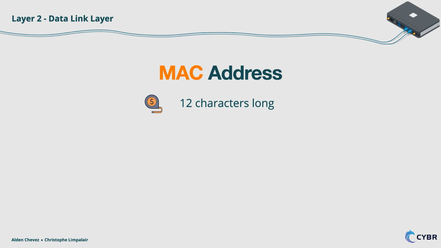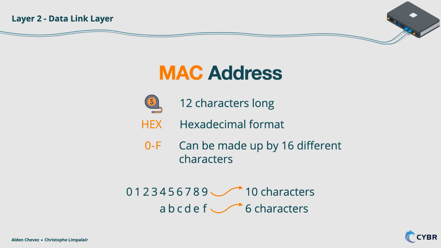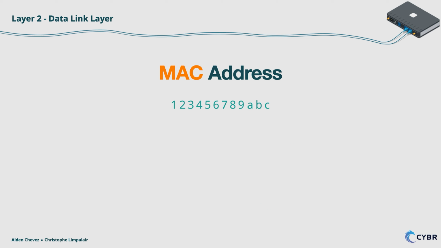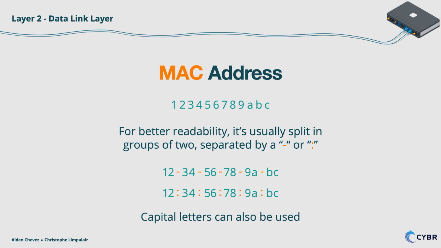These addresses are 12 characters long, and they're represented in hexadecimal format, which means that they're represented by a combination of the following 16 characters, all the way from 0 to 9, so that's 10, and then A, B, C, D, E, F, which is 6 more, for a total of 16. So these addresses are created by a combination of these 16 characters. For example, we could have a MAC address that looks like this. Now, for better readability, it's usually split up in groups of 2, separated by a dash or a colon. So it looks like this. And also, capital letters can be used.